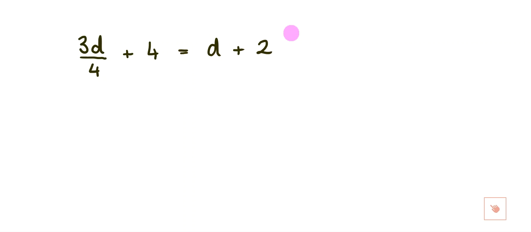Same thing. There's nothing new. We just have to be very careful that we do things in the correct order. What would you like to do first? Holden, what would you do? For 3D divided by 4 equals D plus 2, first I would do 3D divided by 4. No, I can't do that, that's done. I need to unbuild it.